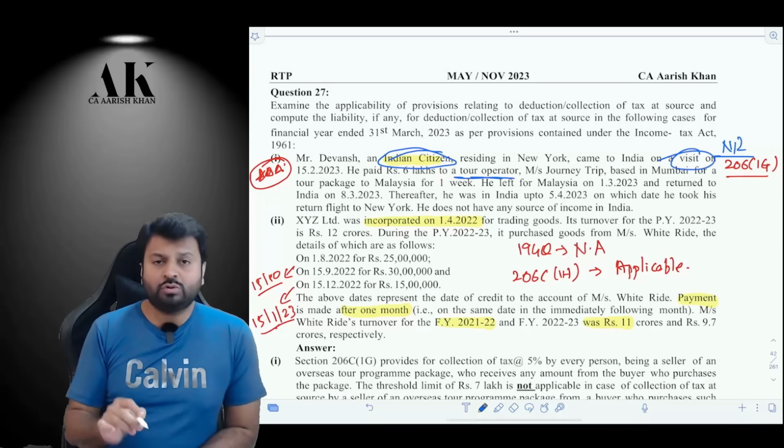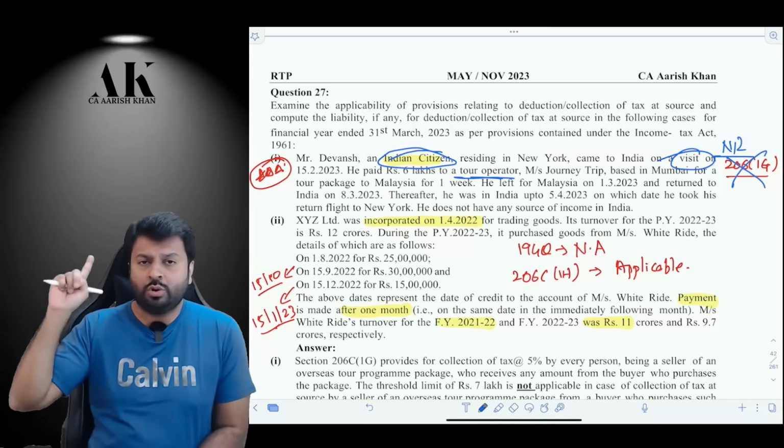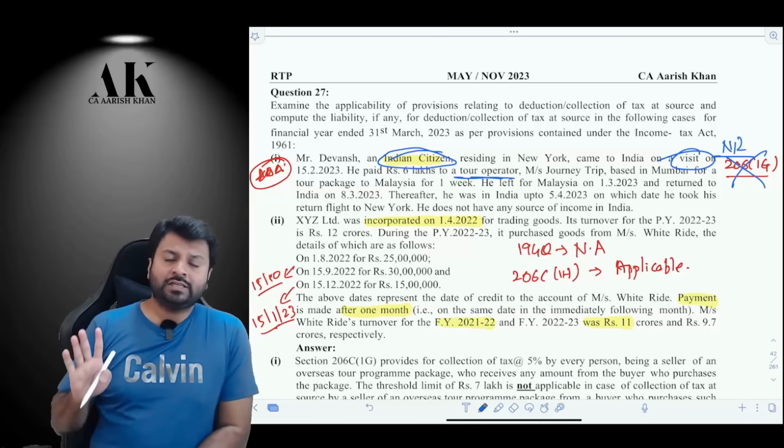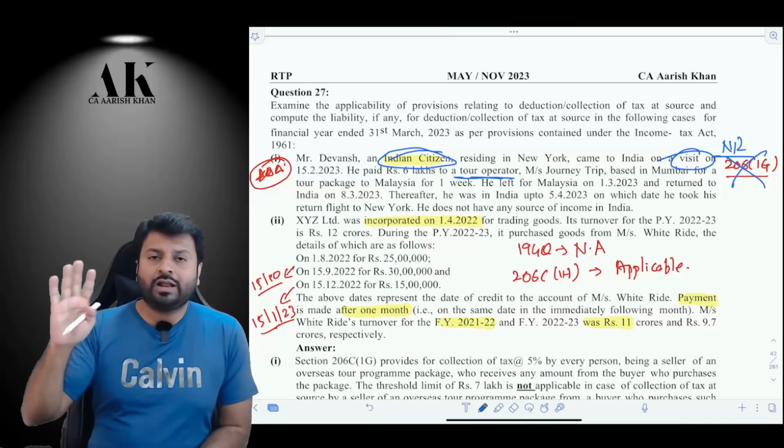and if he is making some payment to tour operator, etc., then 206C(1G) is not applicable. There is a specific CBDT circular. You can go and check in our easy notes also. It is mentioned in the easy notes. So, if a non-resident is coming to India for a visit, then 206C(1G) is not applicable for that non-resident.